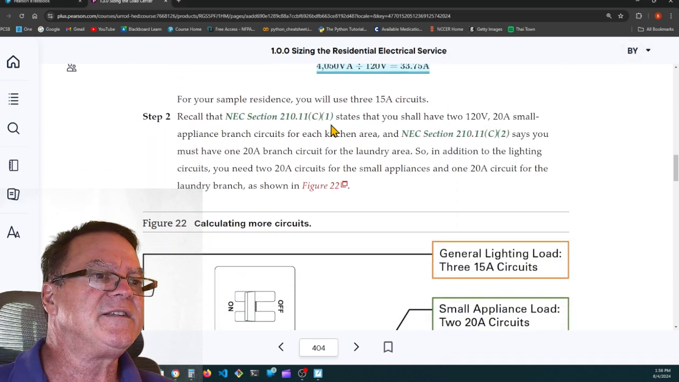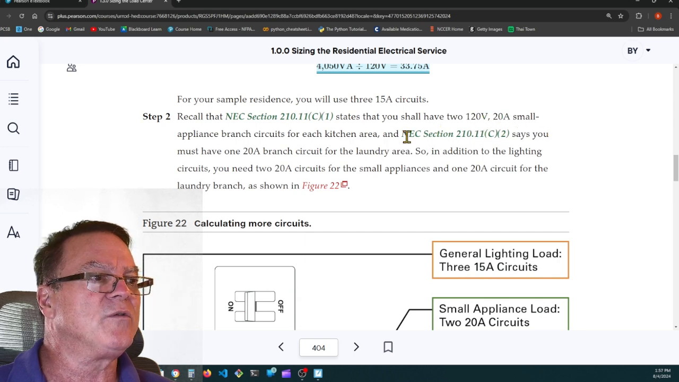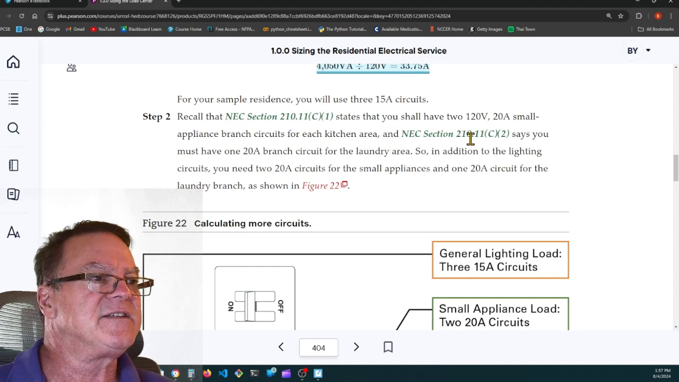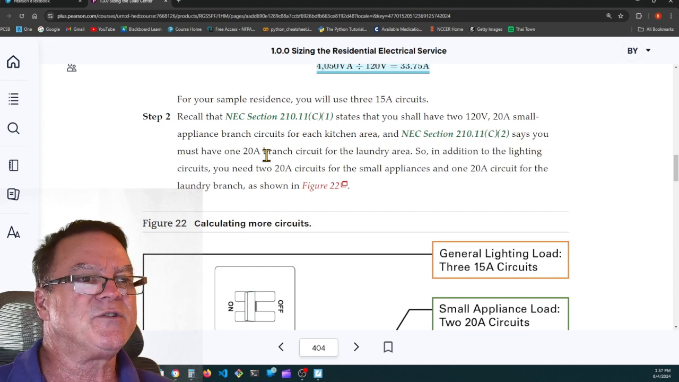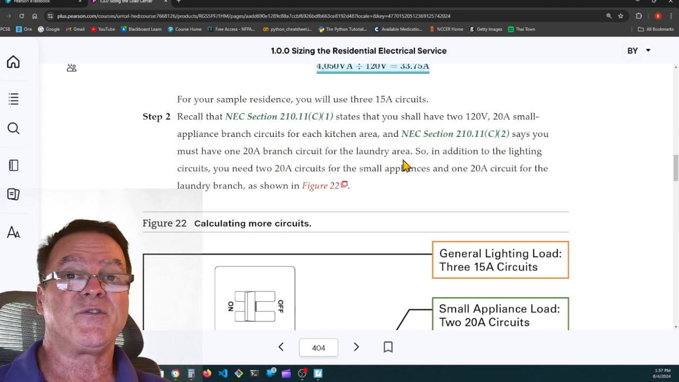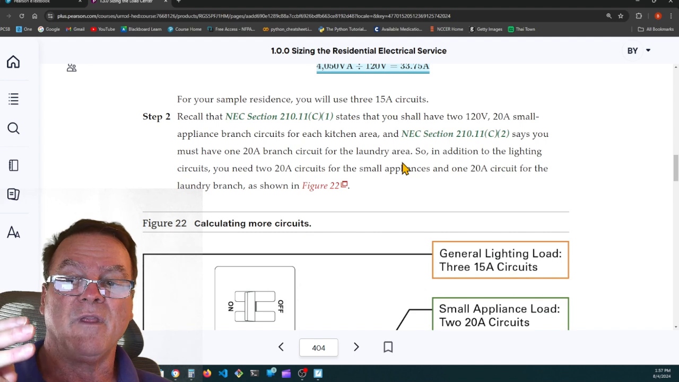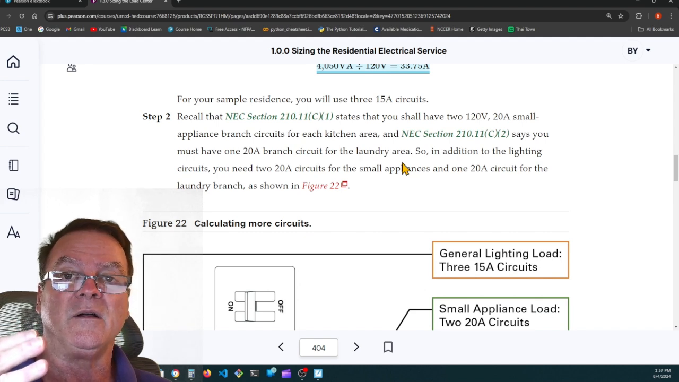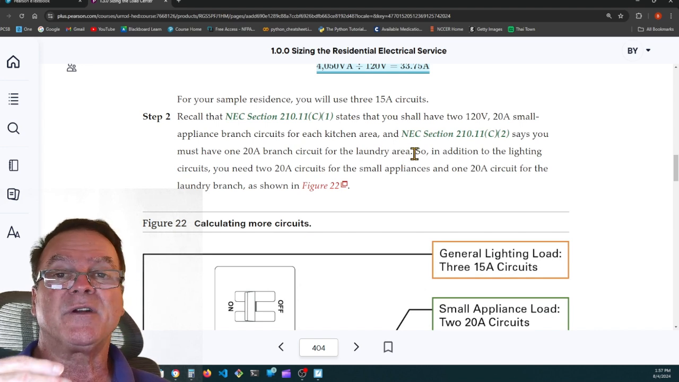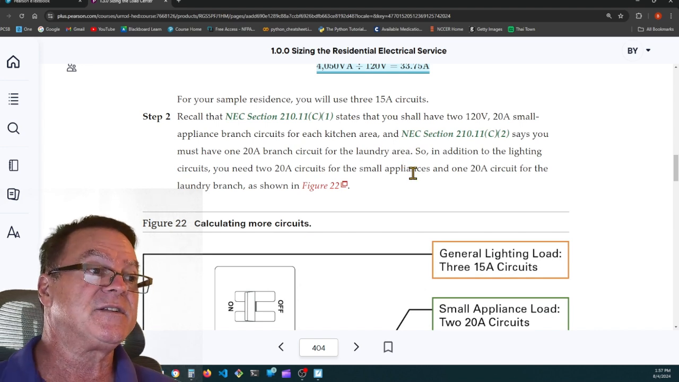All right. Recall that NEC section 210.11(C)(1) states that you shall have 2 120 volt 20 amp small appliance branch circuits for each kitchen area. And NEC section 210.11(C)(2) says you must have 1 20 amp branch circuit for the laundry area. So that's 3 right there. That's 3 for the general lighting load, and 2 for the small appliance branch circuits, and 1 for the laundry loads. That's 6 circuits so far.